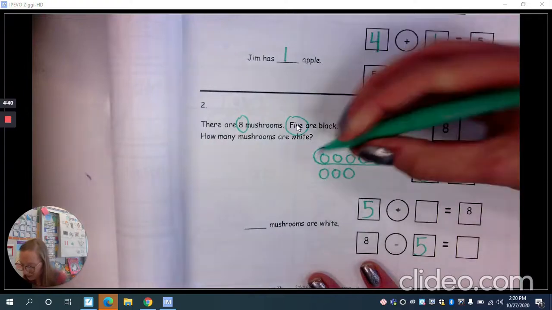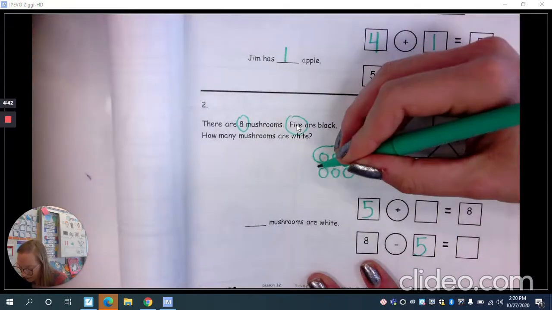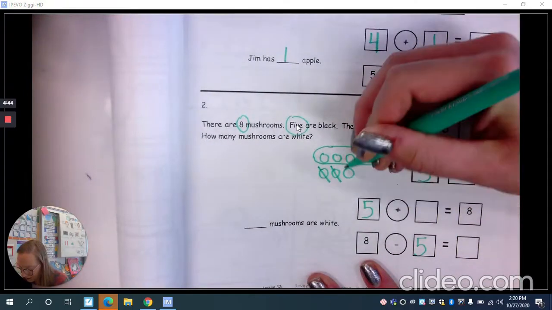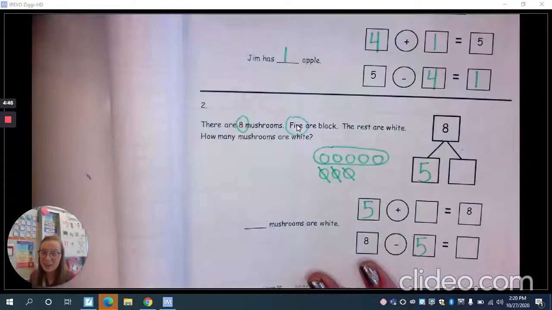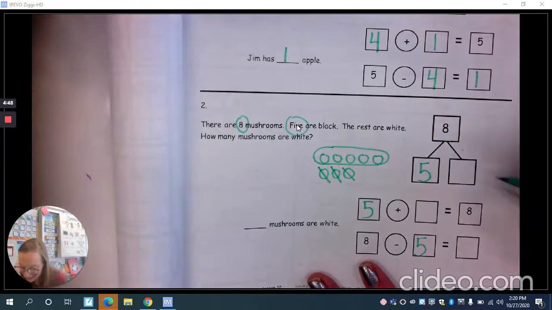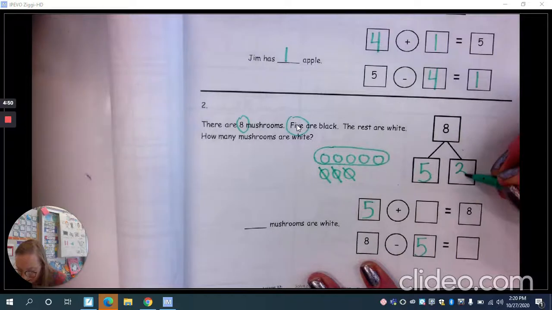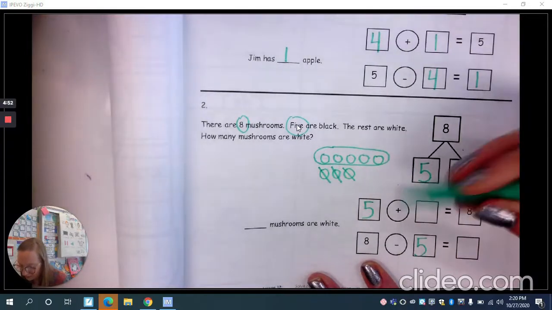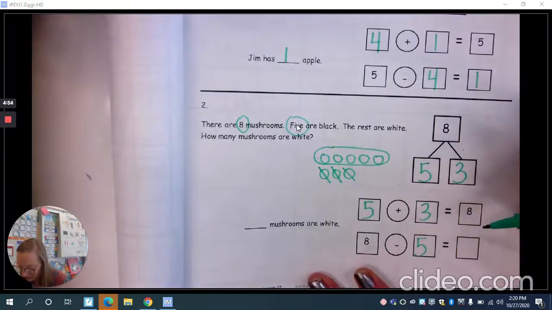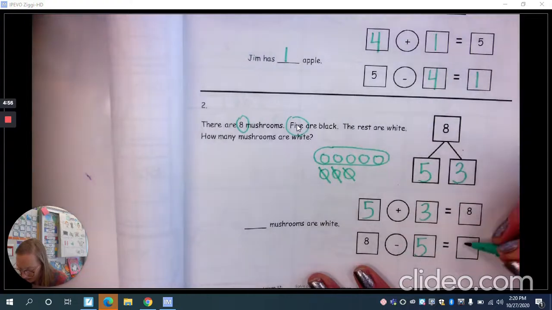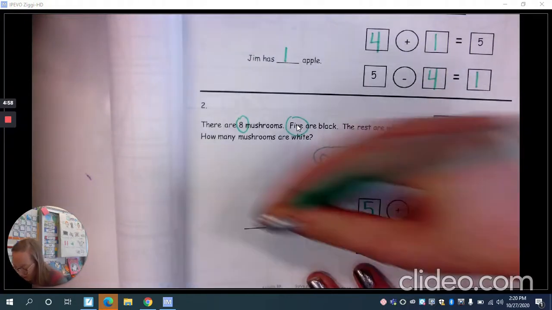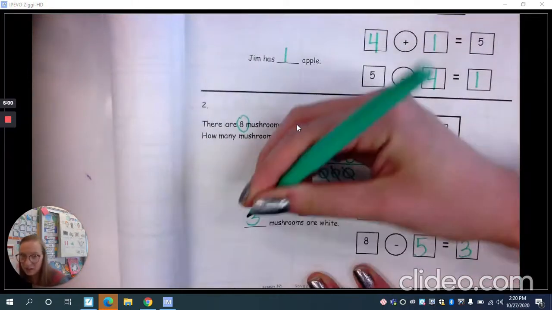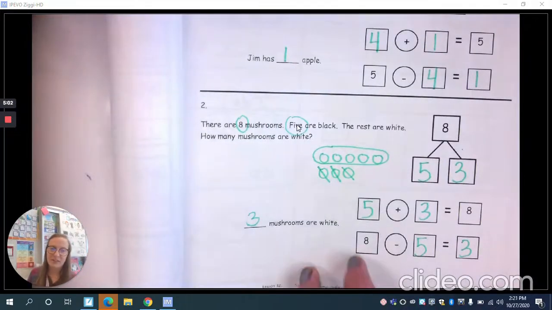Now we get to cross off and count how many are left. 1, 2, 3. Our other part is 3. So I get to write down our other part is 3. 5 plus 3 equals 8. 8 minus 5 equals 3. 3 of the mushrooms are white. I have solved that problem as well.